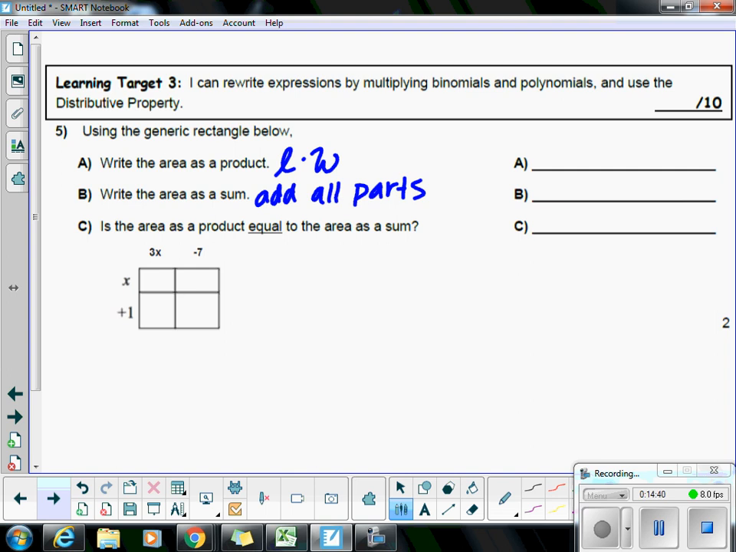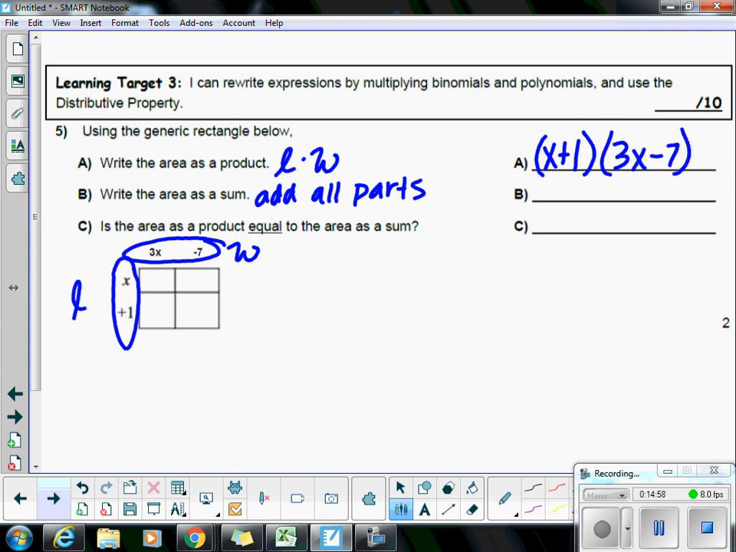So let's start off with length times width. We have our length right here of the rectangle and our width across the top. So I'm just going to write that as a multiplication problem. x plus 1 times 3x minus 7. And that's it. That is length times width. It's written as a product. Next, we need the sum. So we need to fill in all those little boxes in our generic rectangle below.